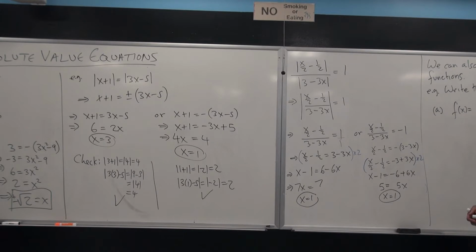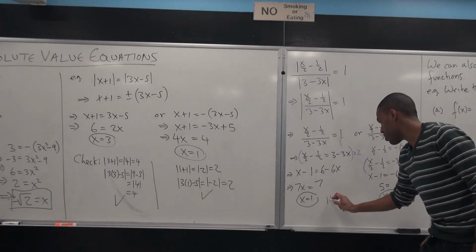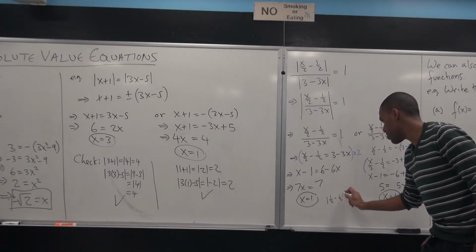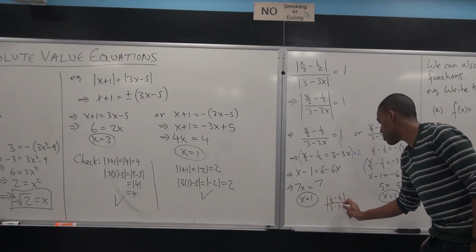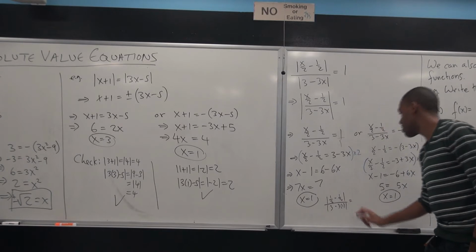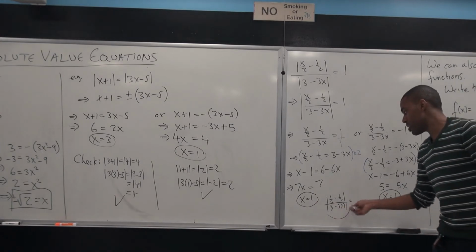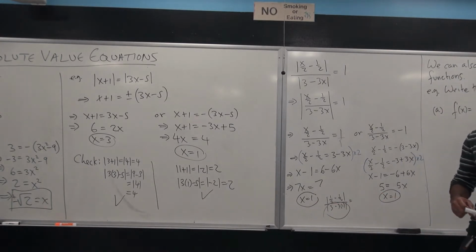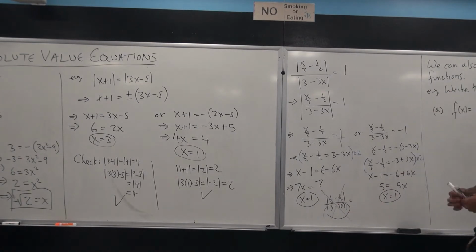Yeah, 0 equals 0. Well, check in the original. If I plug in 1 into the original, what would I get? A half minus a half divided by 3 minus 3 times 1. What happens? 0 divided by 2. I get 0 in the denominator. So this equation actually has no solution.